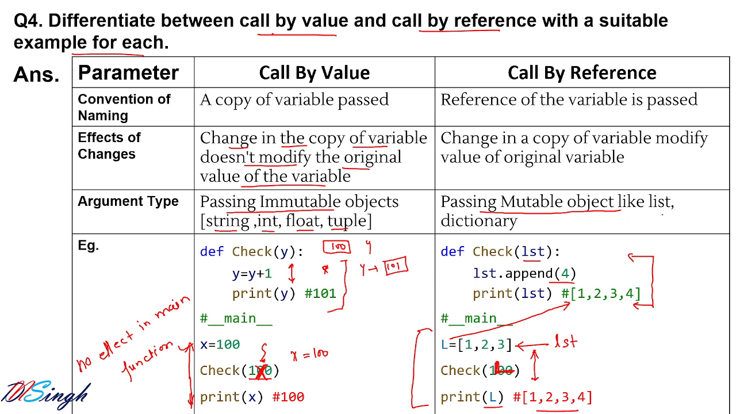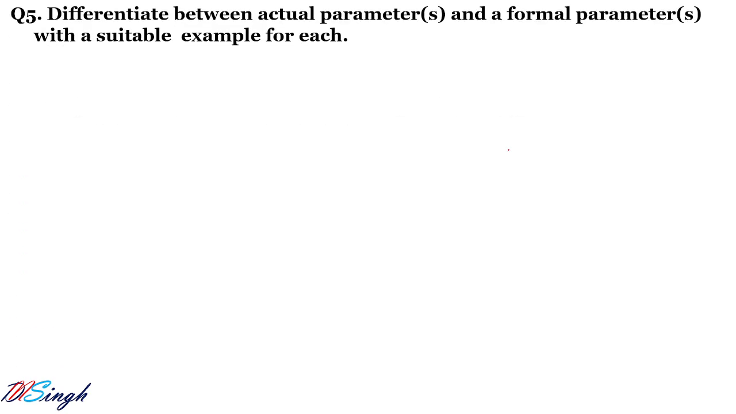We have list and dictionary, which are mutable objects. A change in the copy of the variable modifies the value of the original variable. So if you make any changes in the copy, LST is the copy, that is also going to be reflected in the original variable, that is L. The reference of the variable is passed, not actually a copy of the variable. So this is our fourth question. Let us move to the next.